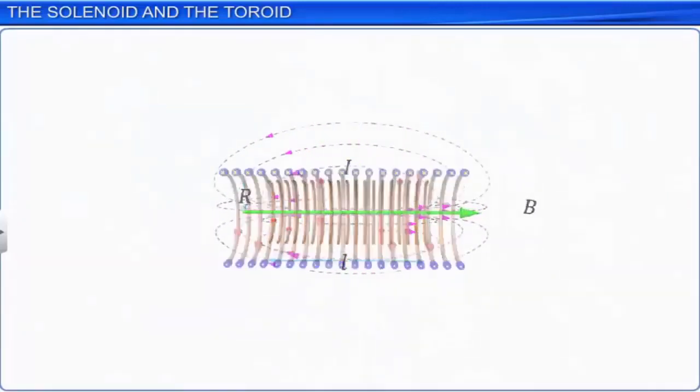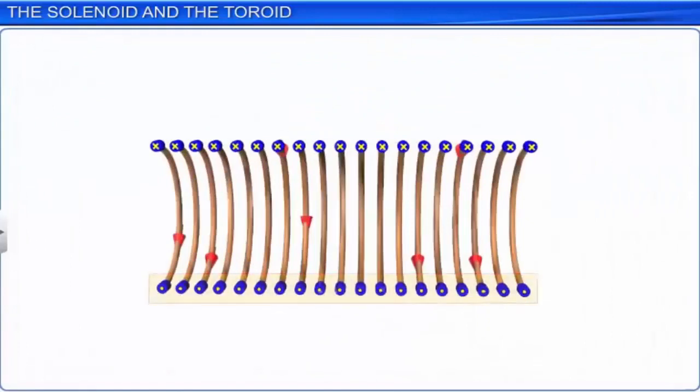Here, the dot mark with a concentric circle around it indicates the direction of current coming out from the plane of the screen, and the cross mark with a concentric circle around it indicates the direction of current going into the plane of the screen.